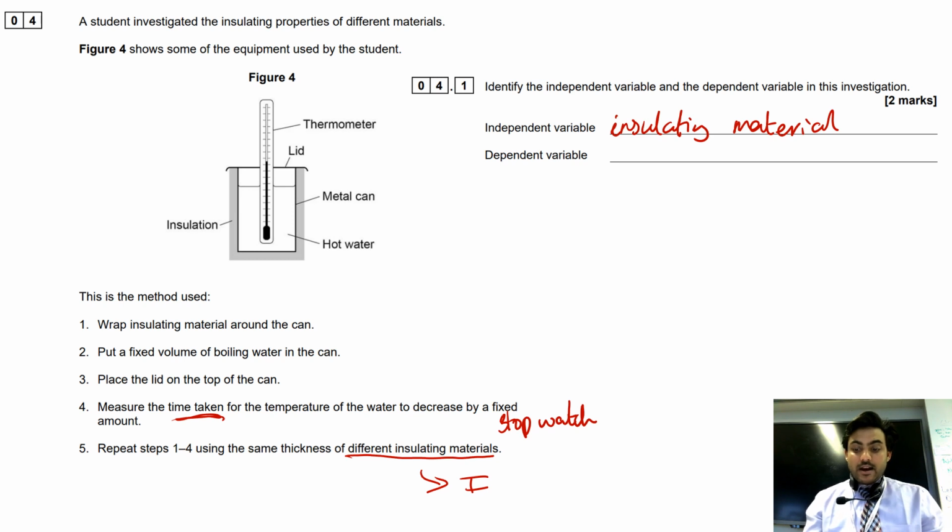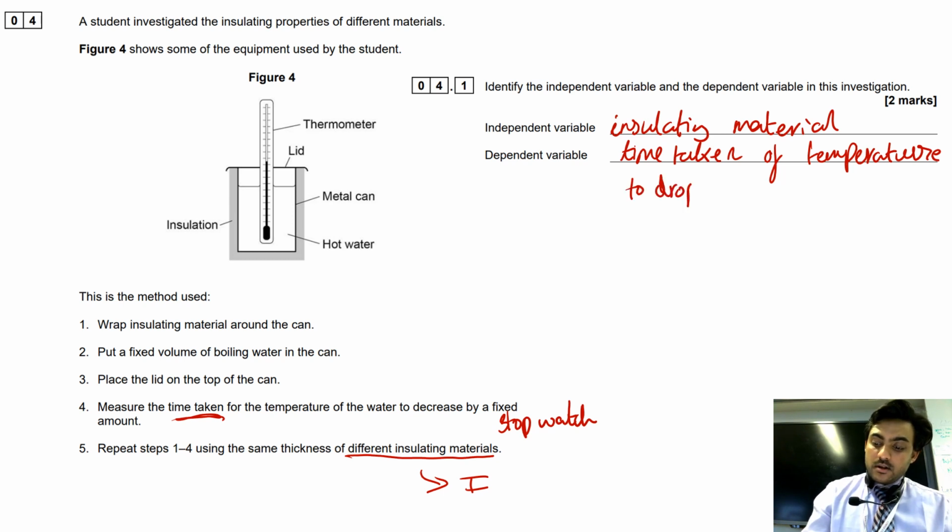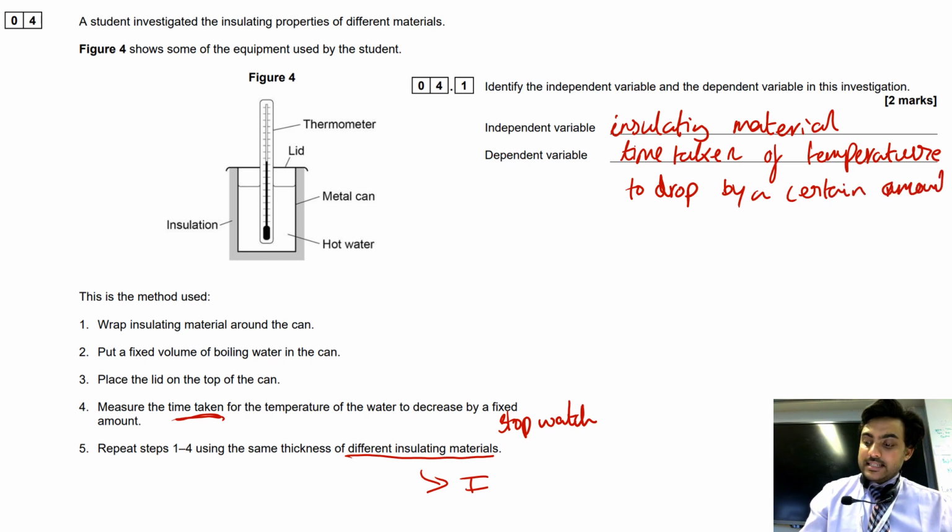What's my dependent variable? Time taken for temperature to drop by a certain amount. Fantastic. Now, excuse me, that does not look like amount.